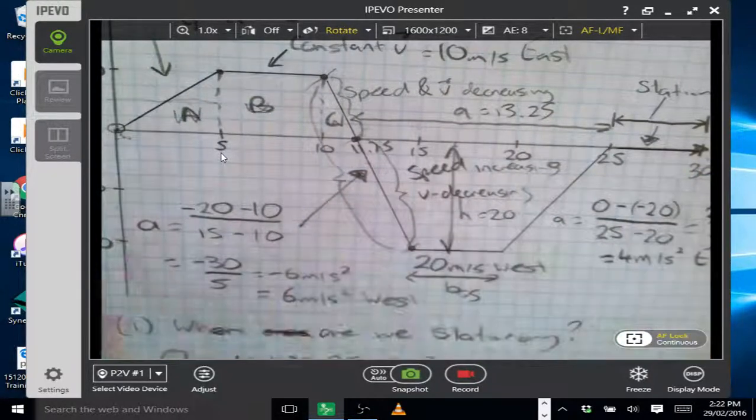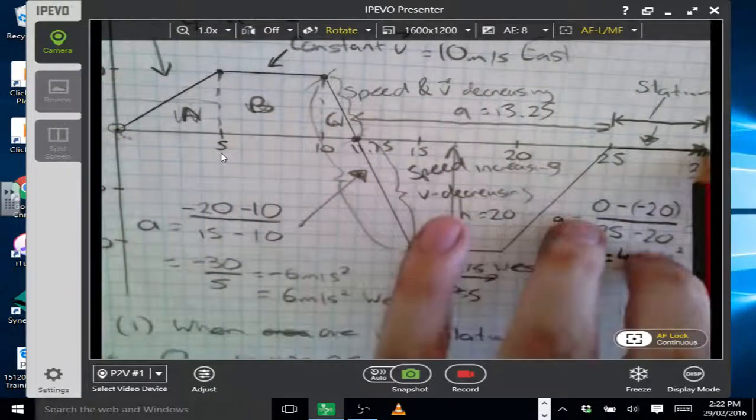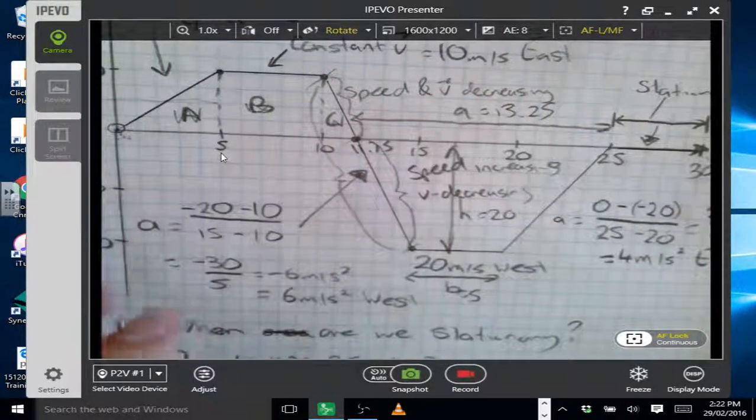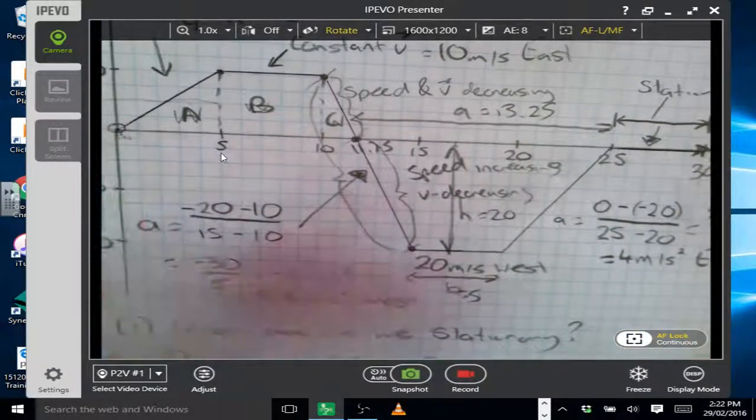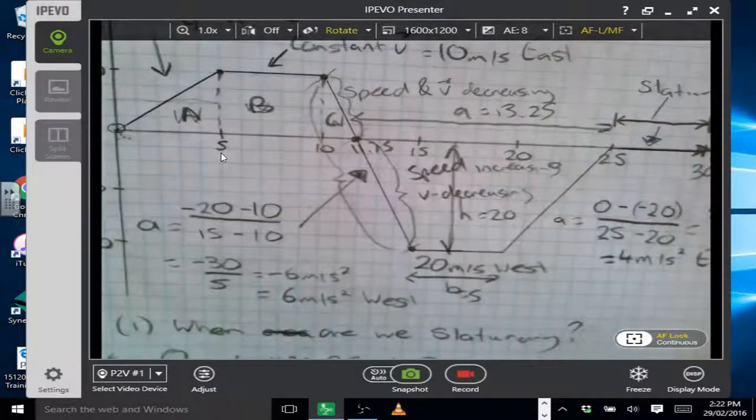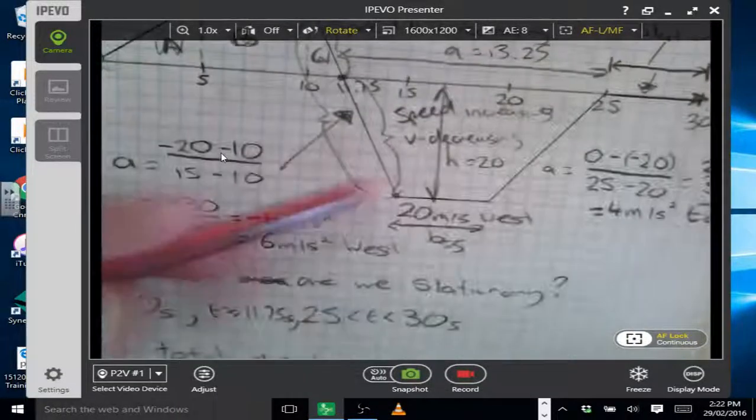I'd say if you work out the change in velocity over the whole thing, that would end up being 0 as well, over that 30 seconds, because you do end up at the same speed as what you started. But distance is worked out by these areas. Okay, so we got that, and that one was west.